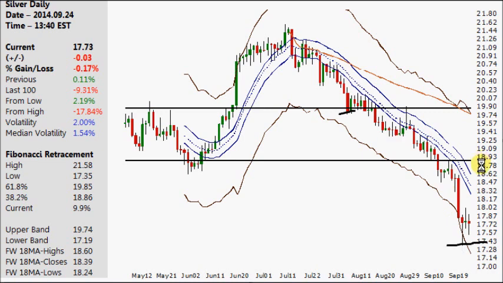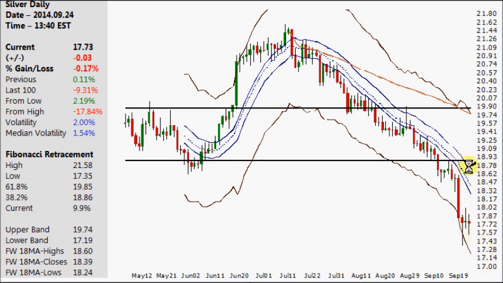In previous videos, when I talk about multiple time frames or longer term, I've been talking about really the 16 and change level, all the way even down to 14, as the next long-term support area, if of course that's where it goes.